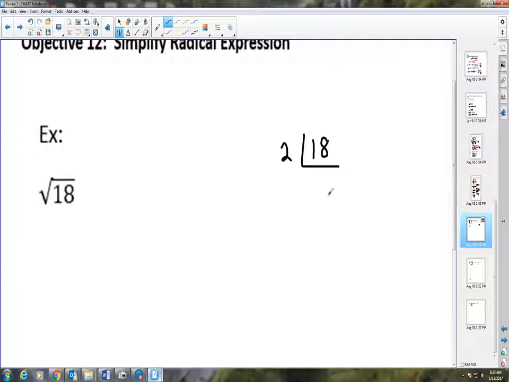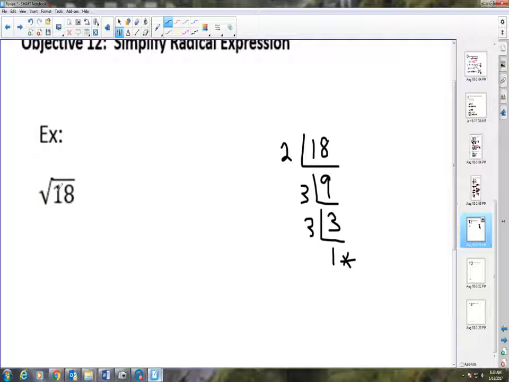2 will go into 18 9 times. And I'll break down my 9 using the prime number 3. 3 goes into 9 3 times. So this 3 down here is a prime number, so the only 3 can go into 3 1 time. So when I see this 1, that's when I stop. So the 18 is made out of 2 times 3 times 3.